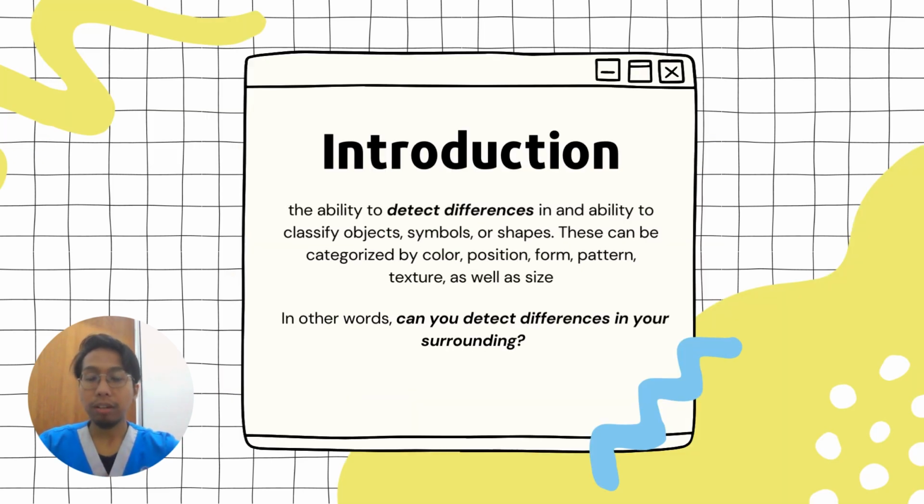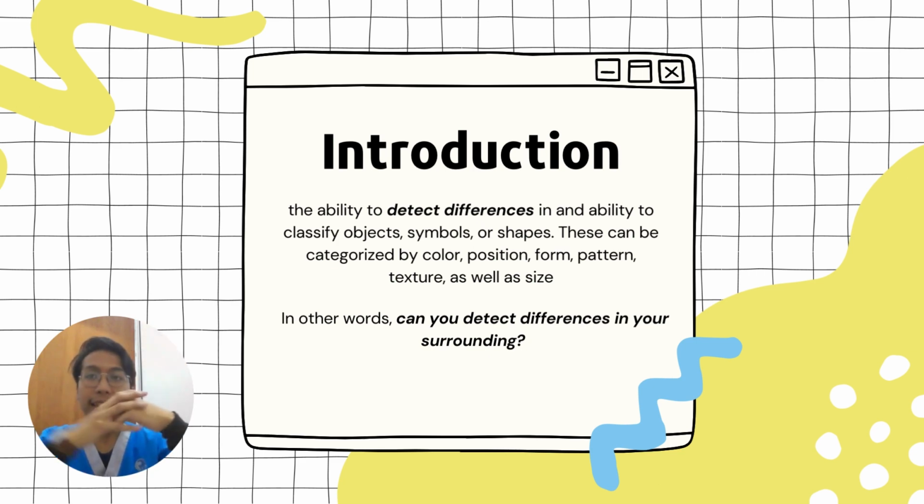Let us start with the introduction, shall we? The first one is the ability to detect differences in, and the ability to classify, objects, symbols, or shapes. This can be categorized by color, position, form, pattern, texture, as well as size. As you can see, it's a very, very big word. So, in other words, I simplify it as: can you detect differences in your surroundings?